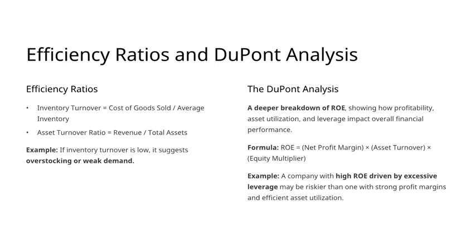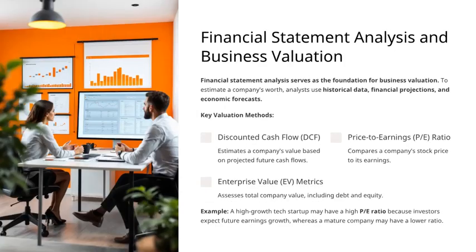The DuPont analysis. A deeper breakdown of ROE, showing how profitability, asset utilization, and leverage impact overall financial performance. Formula: ROE equals net profit margin times asset turnover times equity multiplier. Example: a company with high ROE driven by excessive leverage may be riskier than one with strong profit margins and efficient asset utilization.